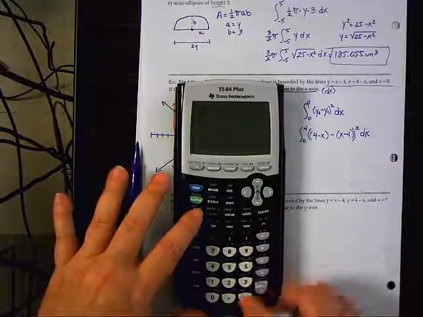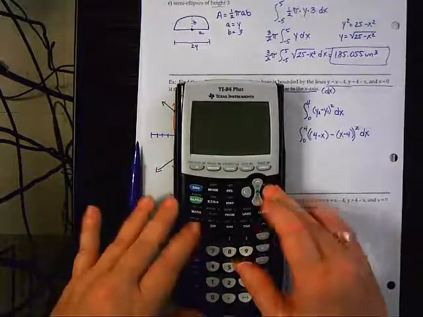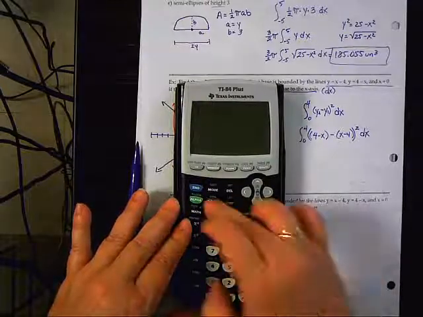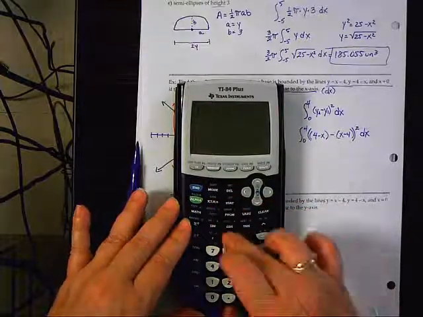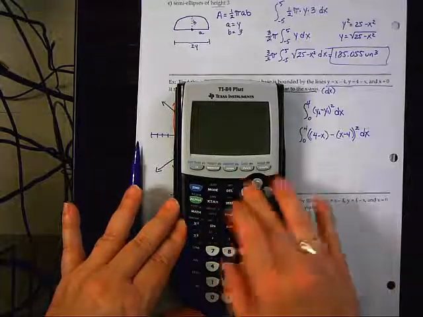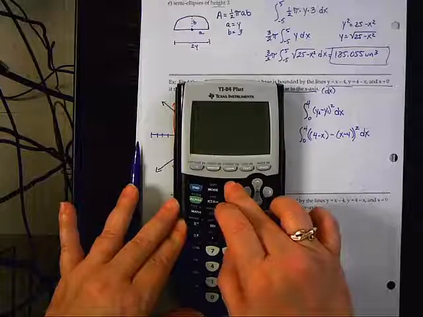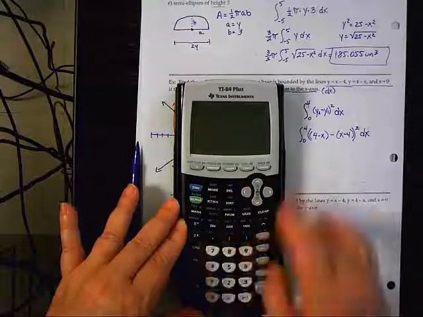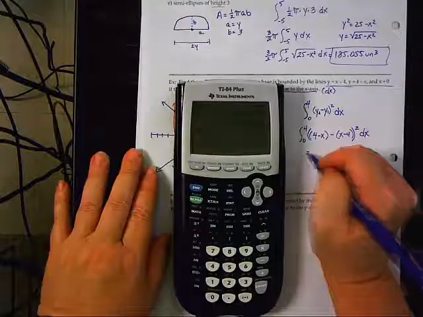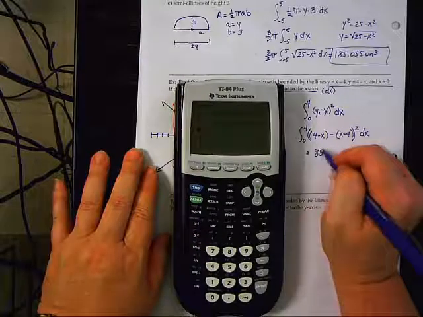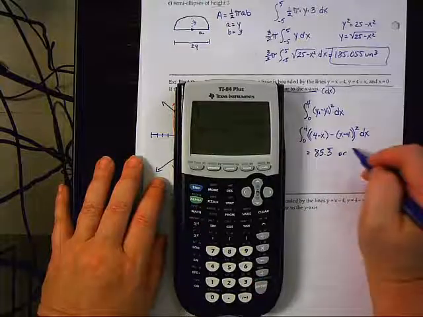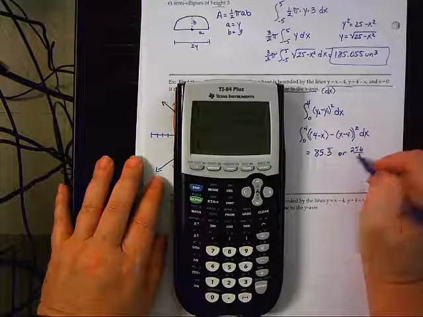Math 9, 0 to 4. Parentheses 4 minus x close, minus parentheses x minus 4 close, squared. Oops, I forgot to close again. Close squared, dx. And you should end up with this decimal, 85.3 repeating, or 256 over 3.